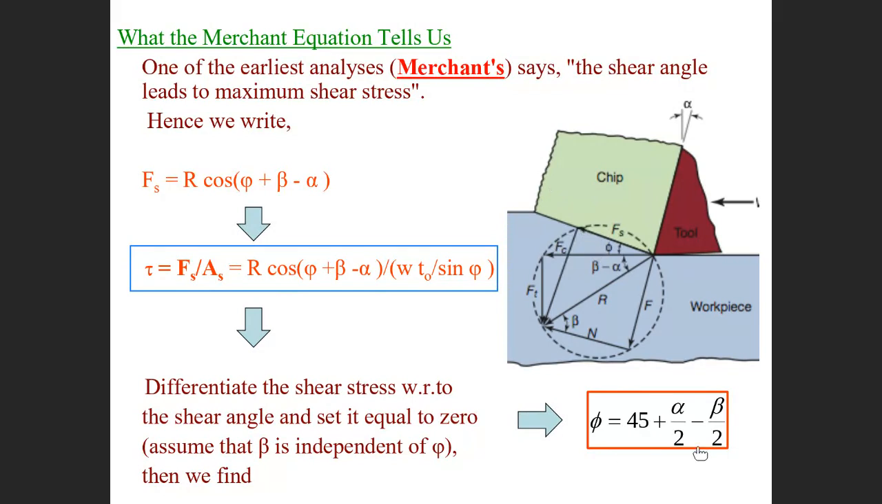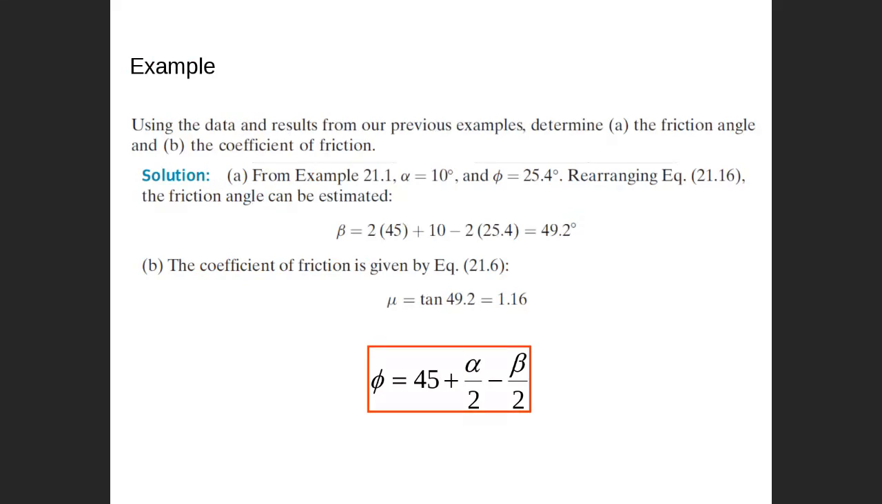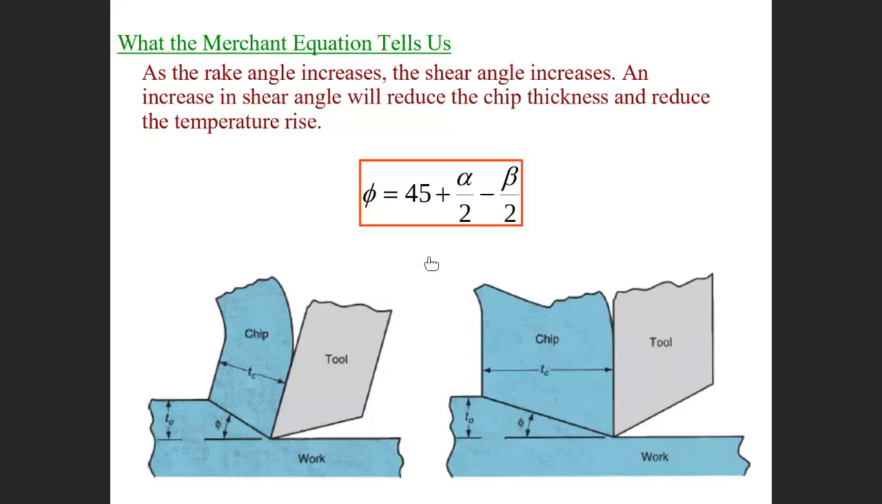And this equation is important too, because it can be used to obtain the relationship between phi, alpha, and beta, right? And also, last time we solved this problem. We stopped here at what the Merchant circle equation tells us, and based on this equation.